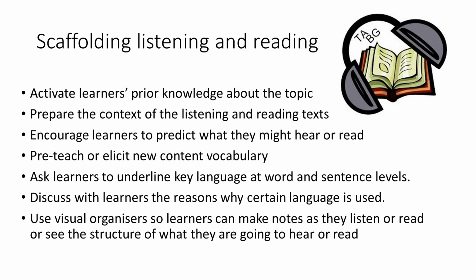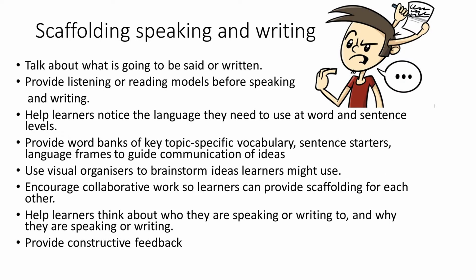Okay, now let's look at the scaffolding of productive skills. So the first strategy is to talk about what is going to be said or written. So this is like a lead-in. And the next stage is to provide listening or reading models before speaking and writing. This is actually one of the most important parts, one of the best ways of scaffolding speaking and writing. So basically, before writing a cause and effect essay or opinion essay, you should give them a model.